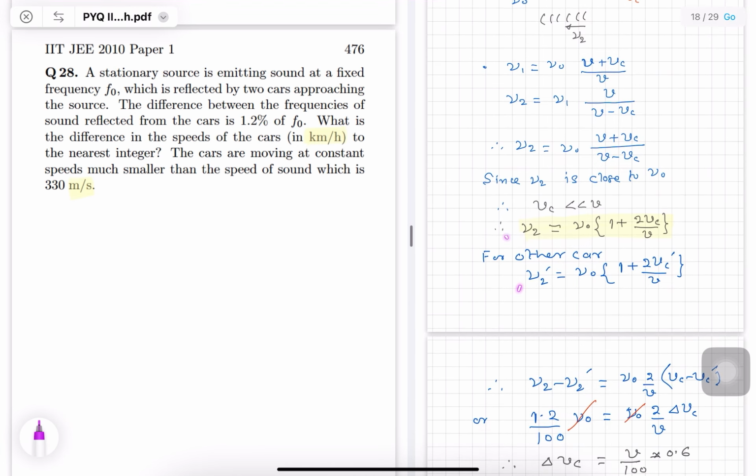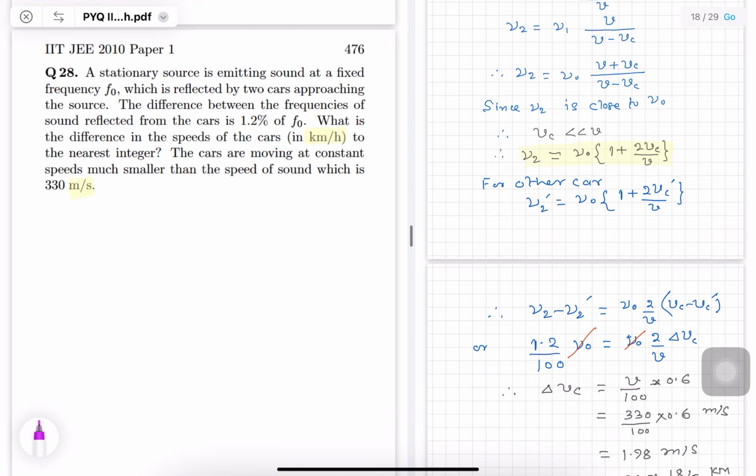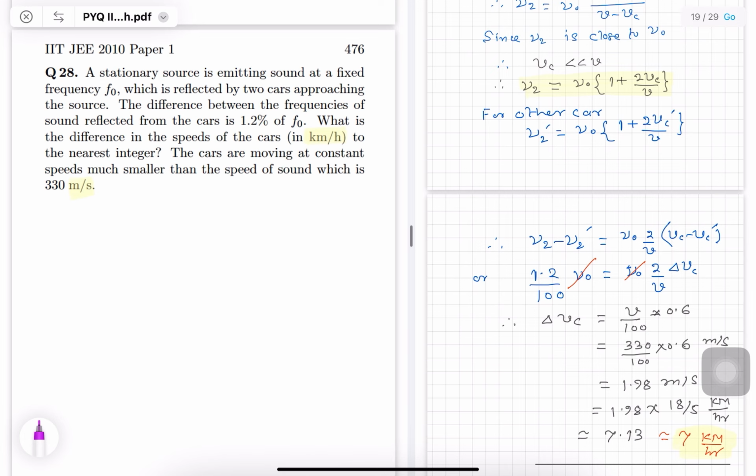Now take their difference. While taking the difference, we will get this result, right? And this difference is 1.2% of the original frequency. Original is say nu naught. I have changed those symbols here; here it is given f naught, I have taken nu naught. Doesn't matter. So this will be equated with this one. So from here, delta Vc will come out as this much.